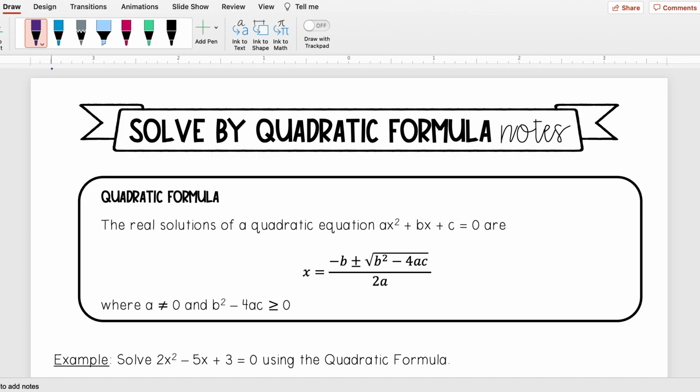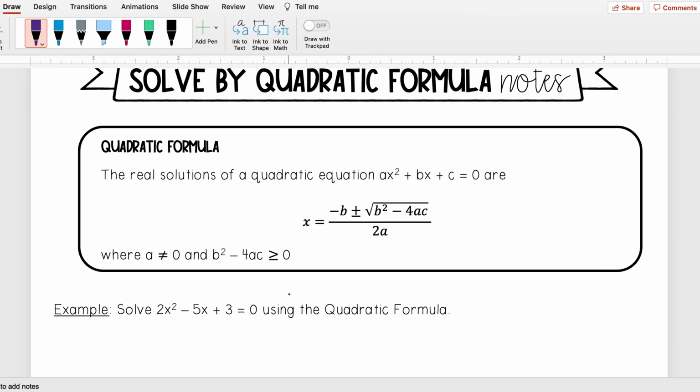So to solve by factoring, for instance, the equation has to be factorable, and that doesn't always happen. To solve by square roots, that x term needs to be out, and so that's not always the case either. But for the quadratic formula, it doesn't matter what this equation looks like. This formula will always be able to solve it and give you your solutions.